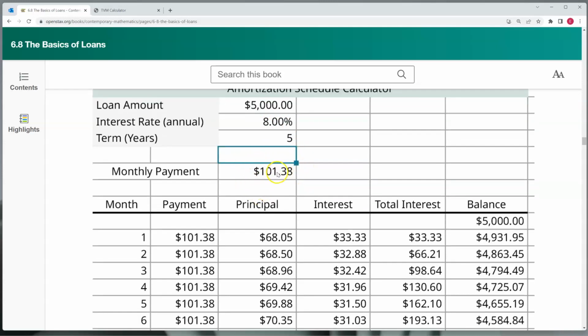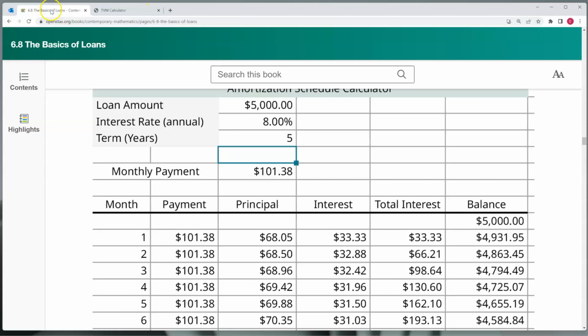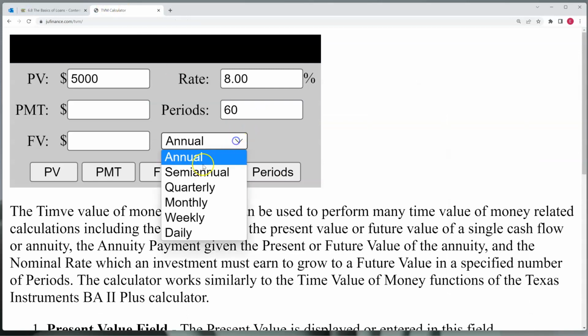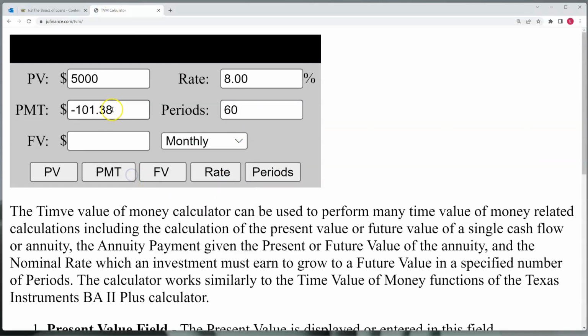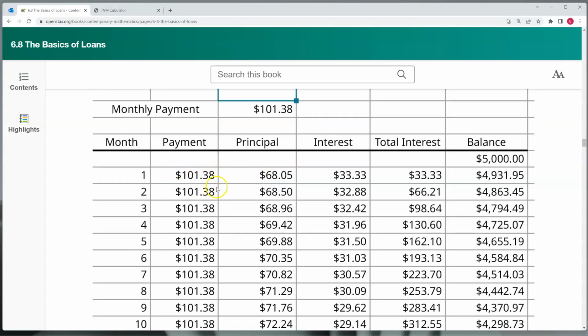So the monthly payment is $101.38. So just to justify that, make sure we're looking at the correct stuff, because I trust the TVM calculator pretty well. We're talking about monthly payments, 5 years. So we're talking about 60 months with payments. So $101.38. So that's spot on. So what this really does is you're paying $101.38, but not all of that's actually going to the principal of the loan, because every month you're being charged interest. In fact, in this case, the first month, you're charged $33.33 of interest.